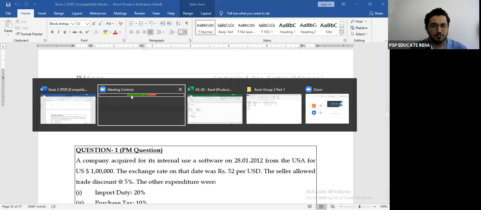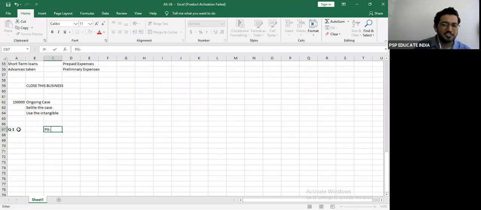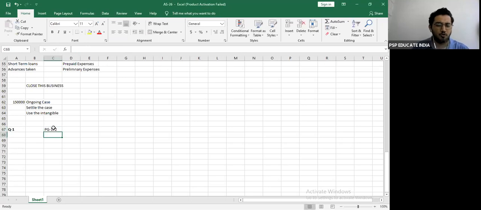So, question number 1, let's solve this. Can someone please help me on the chat box, on which page number is this question in your study material? Page 172. Okay, so this question is given to you on page 172. Do mark it important. Last day revision question.